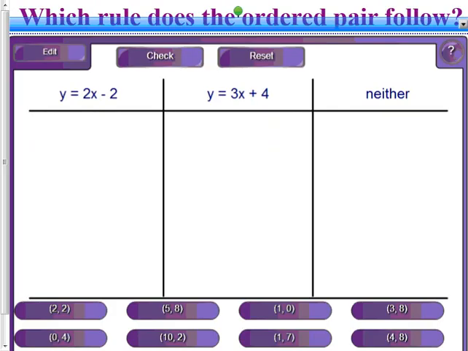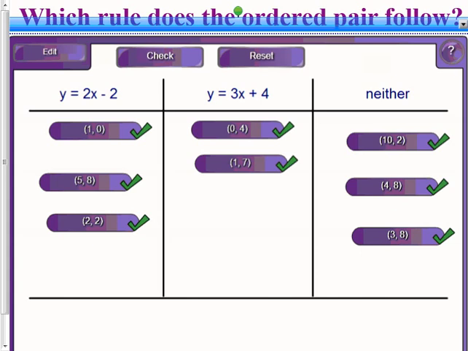So take a look at these and figure out which rule each of these ordered pairs follows. I've given you 8 ordered pairs. Figure out which of the two rules they follow, or perhaps they follow neither. Try it, pause while you do, and then check your work to see if you're correct. All right, there are your correct answers.